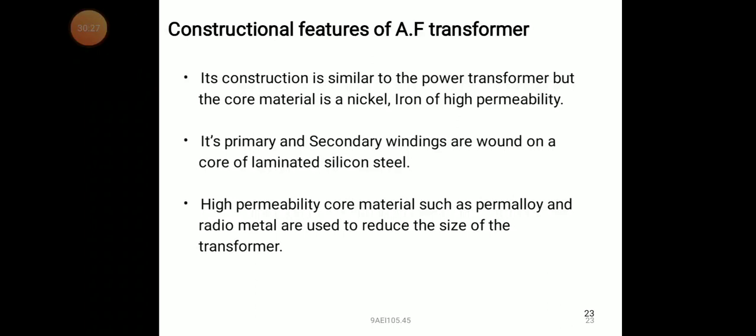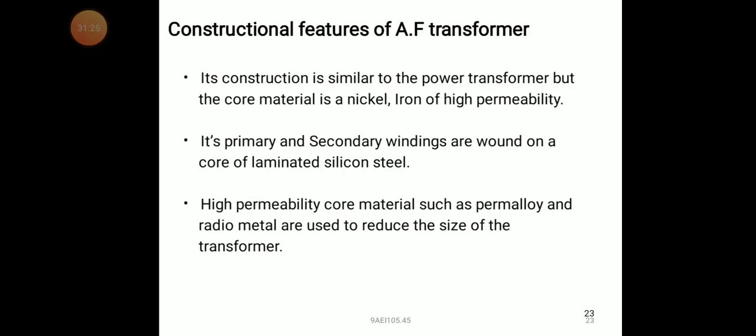Constructional features of the audio frequency transformer. The audio frequency transformer is also called a communication transformer. Its construction is similar to the power transformer, but the core material is nickel iron of high permeability. So the only change is the core we are using: nickel iron of high permeability is used for audio frequency transformers.